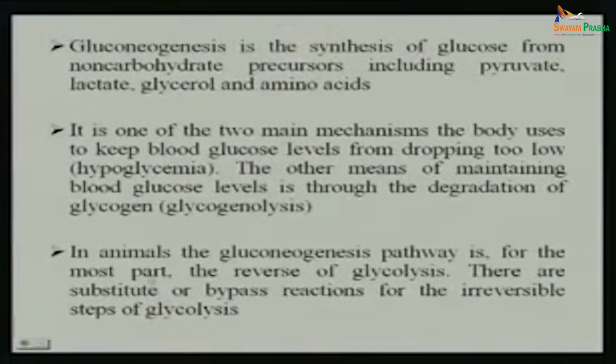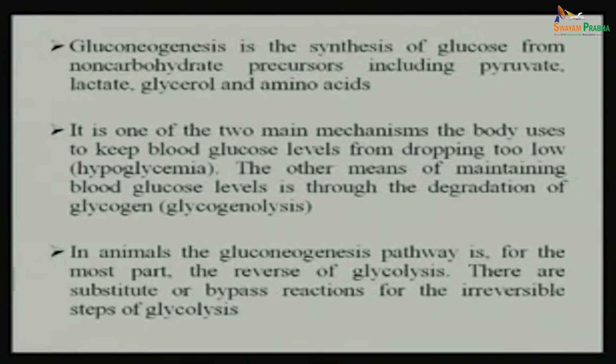Now see, gluconeogenesis is the synthesis of glucose from non-carbohydrate precursors, that is pyruvate, lactate, glycerol and amino acids. So here we can see that not only carbohydrates but non-carbohydrates also play a significant role as far as glucose production inside the cell is concerned.